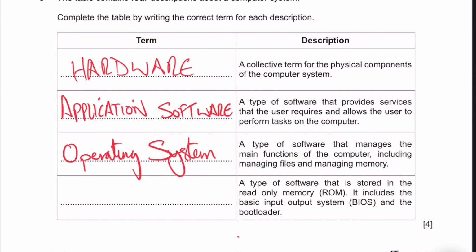Okay, a type of software that is stored in the read-only memory, ROM. It includes the basic input-output system, BIOS, and the bootloader. Now, this one is a tricky one you might not know, but it's called firmware. Basically, firmware usually comes from the manufacturer. So if you've got a MacBook, or a Dell or an IBM computer, the firmware is from that particular firm, and it's software that is needed to boot up the computer.